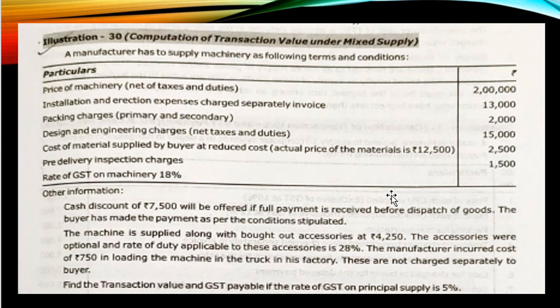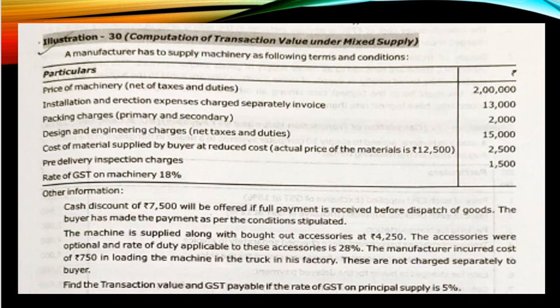So the next problem we're going to discuss is computation of transaction value under mixed supply. We learned under composite supply how to find out whether it is mixed or composite. Now in this question we will find out whether it is mixed or composite. A manufacturer has to supply machinery on the following terms and conditions. Price of machinery net of taxes and duties, which is 2 lakh.